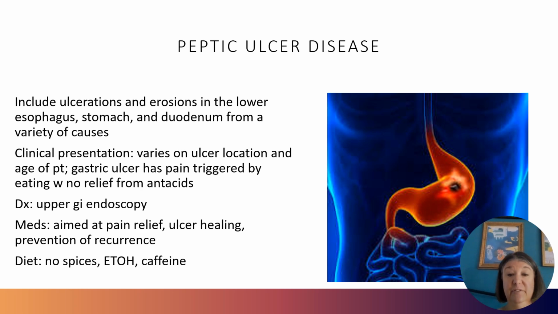So clinical manifestations of PUD are going to depend on the ulcer location and the patient age. So you may have few or no clinical manifestations, but most of the time your person is going to have pain, all right? They're going to have like a burning epigastric pain, which is aggravated by fasting and improves with food or antacids, all right?